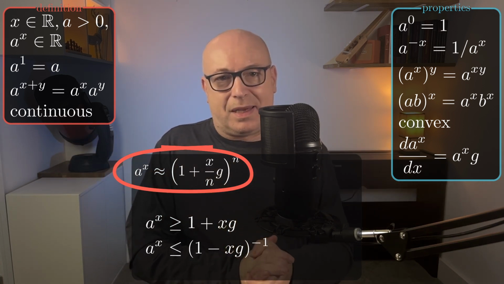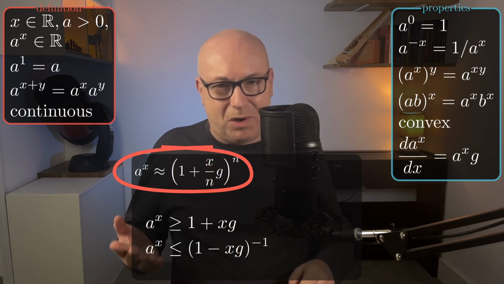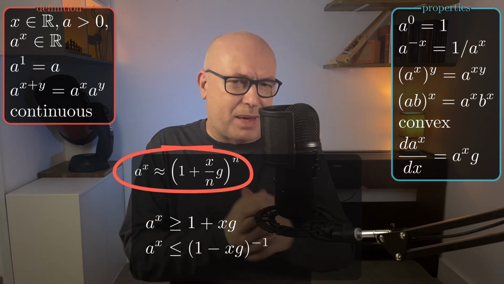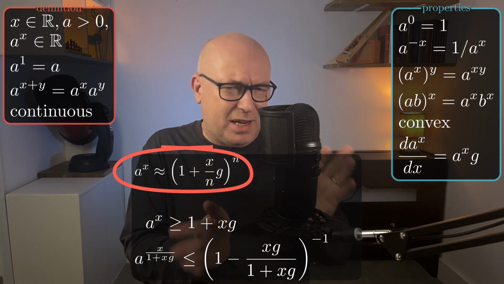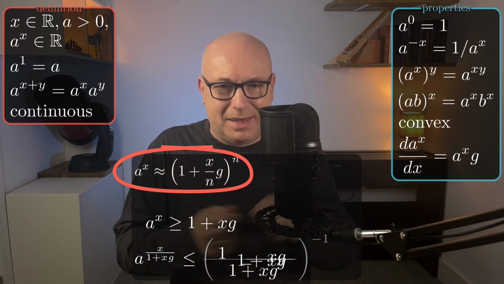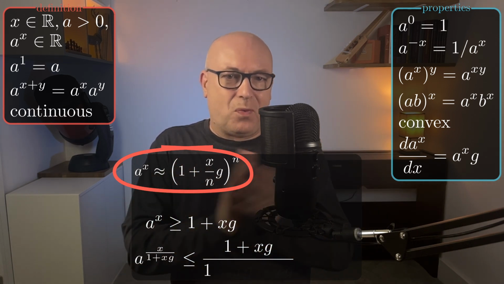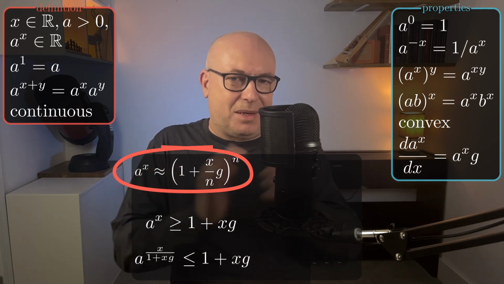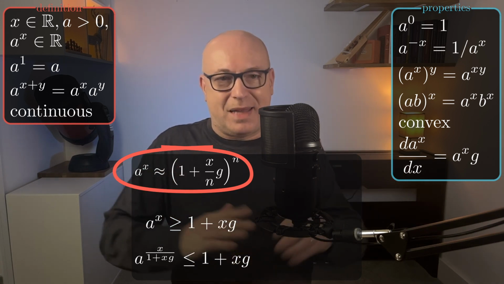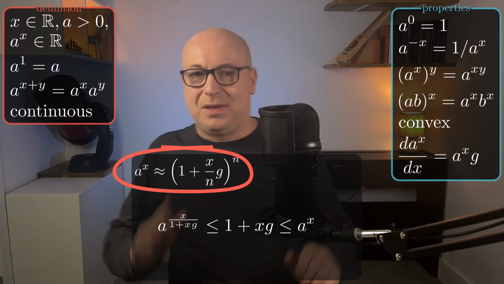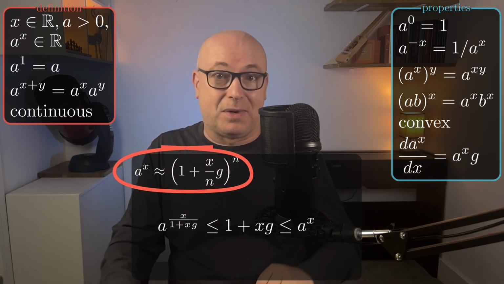So to get the right-hand side in the same form as before, we can substitute x by x over 1 plus xg, rearrange a little bit, cancel some terms, and we get what we need. 1 plus x times g. And this is sandwiched between two exponentials. Now let's do the same as we did before for the circled equation.